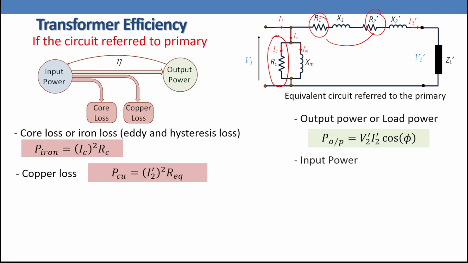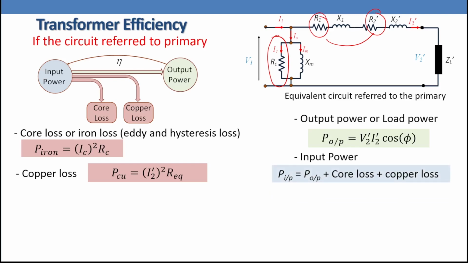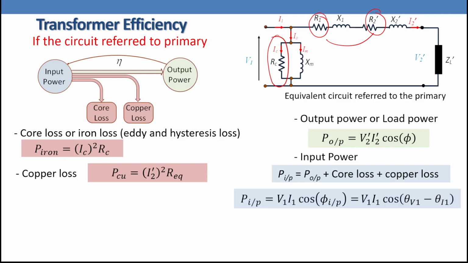What about input power? Input power is output power plus core loss plus copper loss. Or you can say that it is V1 I1 cosine phi input. What is cosine phi input? It is the cosine of theta V1 minus theta I1, the angle between V1 and I1. So let us put that in equation form.